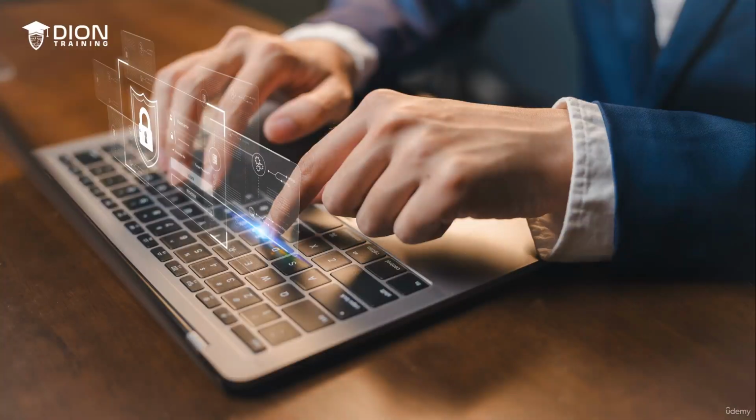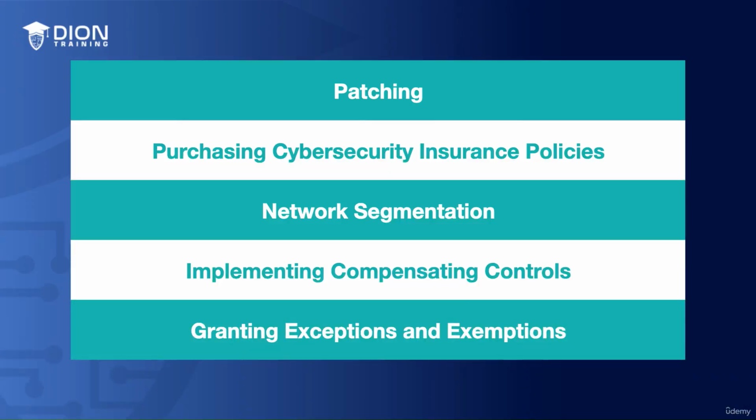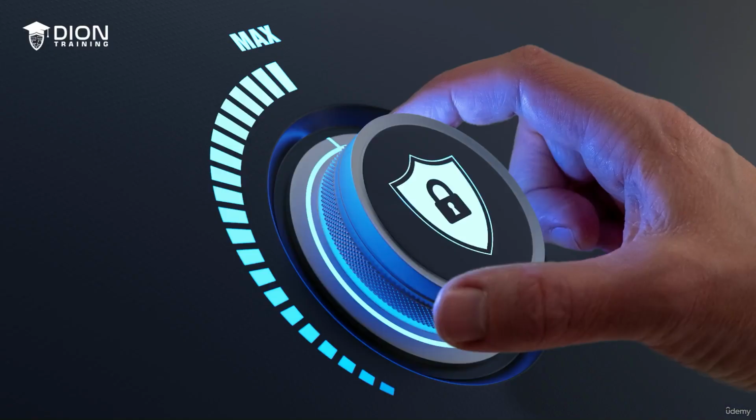So remember, vulnerability response and remediation refers to the strategies and actions that are taken to identify, assess, and address vulnerabilities in a system or network by aiming to mitigate risks associated with those known vulnerabilities so that you can strengthen your organization's security posture. Whether it's quickly applying patches, investing in an insurance policy, utilizing network segmentation, implementing compensating controls, or granting exceptions and exemptions, each type will offer us a different way to enhance the organization's cybersecurity posture. By understanding and effectively leveraging these options, your organization can fortify its defenses and navigate the complex landscape of cybersecurity threats with more confidence and more resilience.